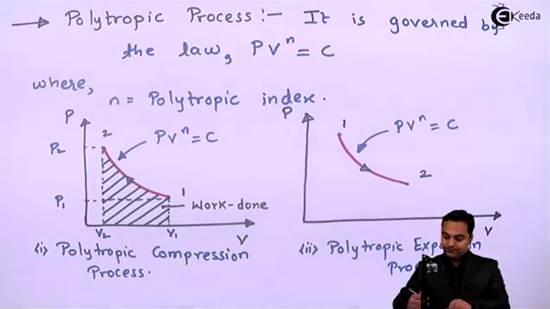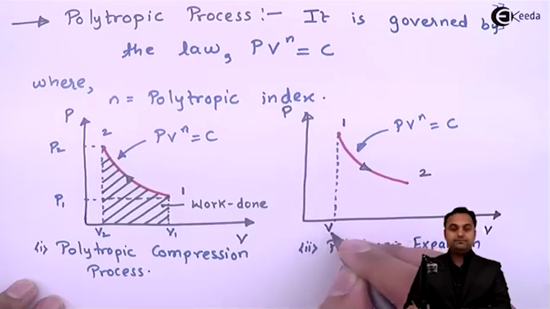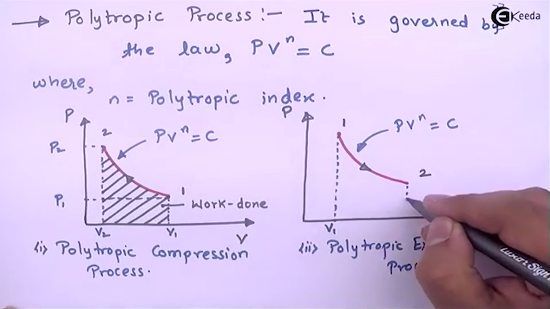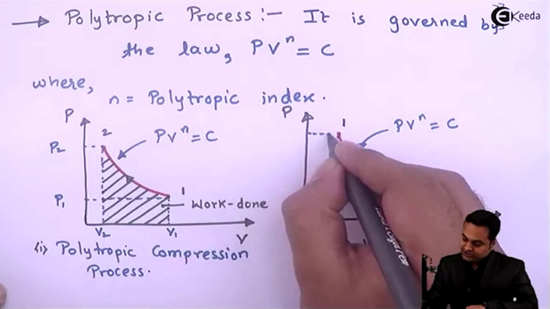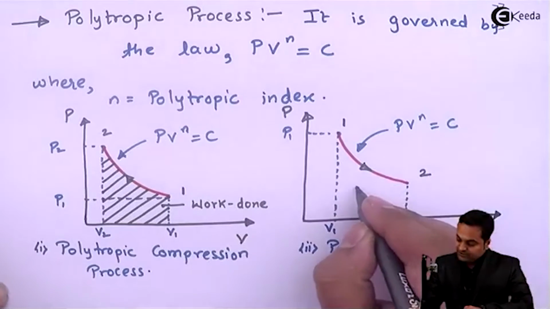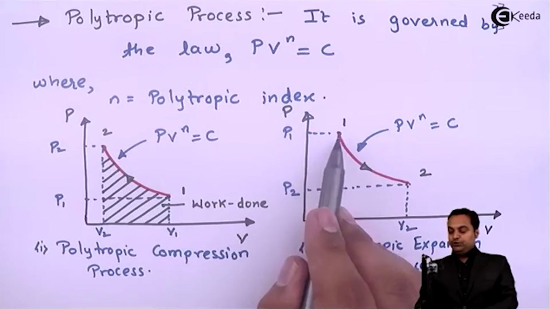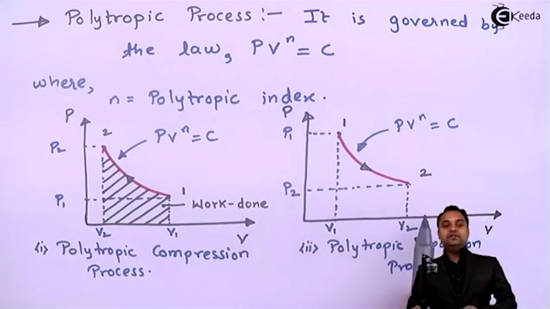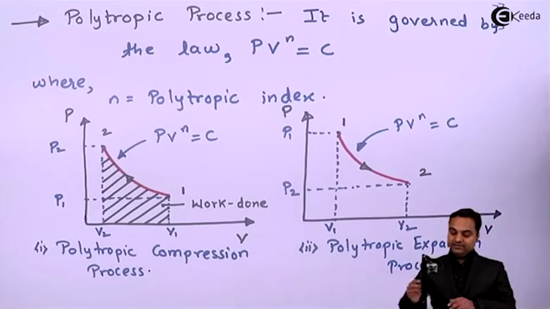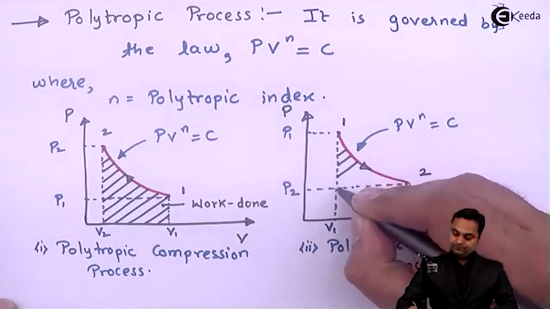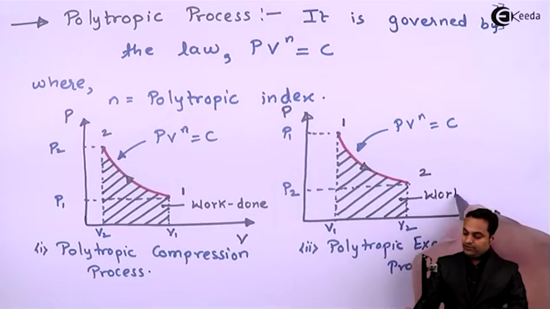Similarly, if we have expansion, initially the volume is V1 and after expansion, the volume at state 2 becomes V2. So there is an increase in volume during expansion, and at state 1 the pressure is P1 before expansion. After expansion the pressure reduces and reaches a value of P2. So this is the expansion process from P1 to P2 and from V1 to V2, where pressure drops and volume increases. In case of the compression process, the pressure was increasing and volume was decreasing. So again, the area under this curve gives us the amount of work done during expansion process.